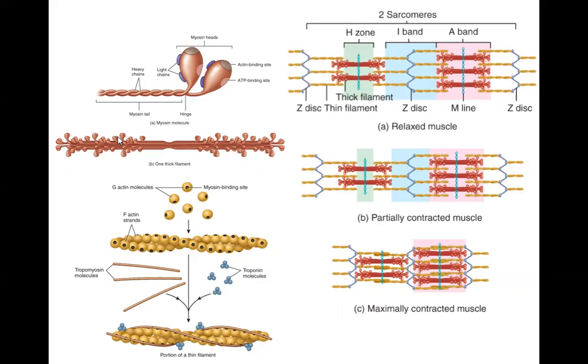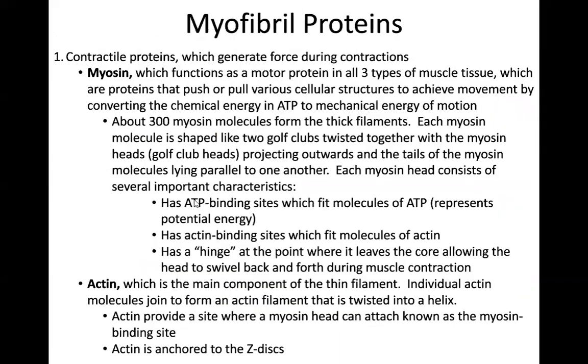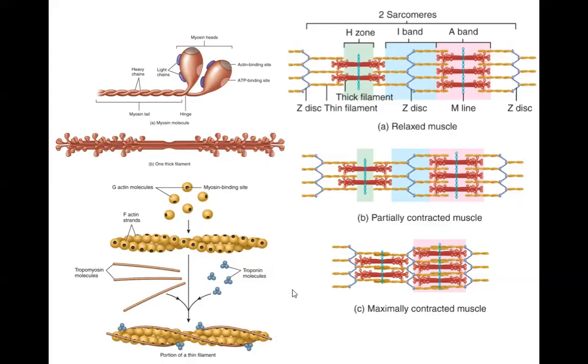A thin filament, as it says in parentheses, is made up of actin, but there are also two other proteins that I'll talk about in a second that help to form the thin filament. Let's talk just about actin first. Actin is our other contractile protein, the main component of the thin filament. There are actually two types of actin.